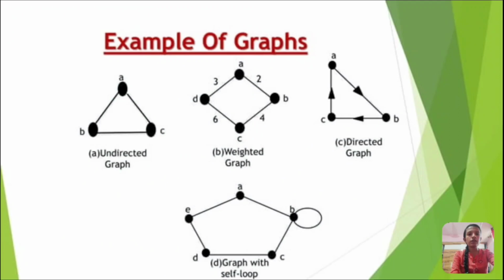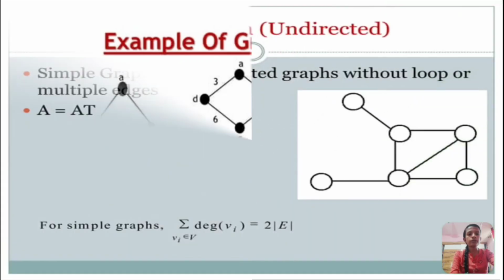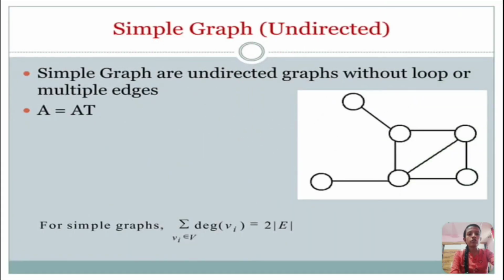These are some examples of graphs. First one is undirected graph and second one is weighted graph. Third one is directed graph. Last one is graph with self loop. Simple graph, that is also called an undirected graph, and this is the drawing of a simple graph. Simple graphs or undirected graphs are without loops or multi-edges, where A = A^T.